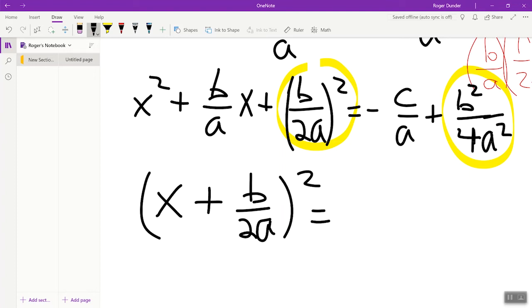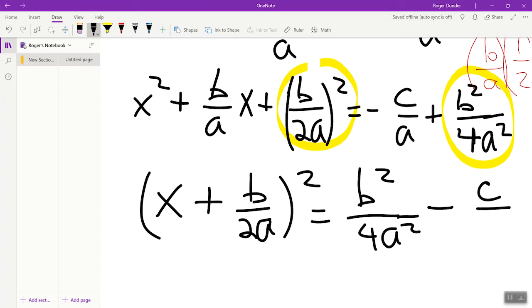Now, I'm going to turn the right side around so that it's b squared over 4a squared subtract c over a. Okay, does that make sense? I just like to have that c over a after the other term, so I'm going to write that as b squared over 4a squared subtract c over a.